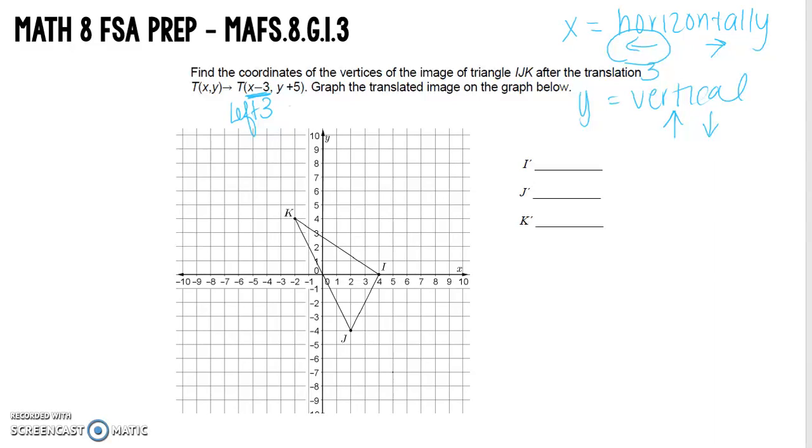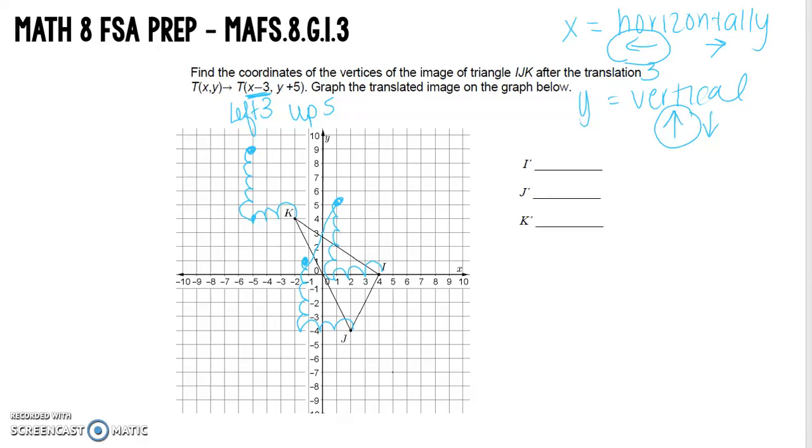The 5 is going to be telling me I'm going to be going up 5. So I'm going to be moving this whole triangle left 1, 2, 3, and then up 1, 2, 3, 4, 5. I'm going to do that with each point. So over 1, 2, 3, up 1, 2, 3, 4, 5. Same thing here, left 1, 2, 3, up 1, 2, 3, 4, 5.